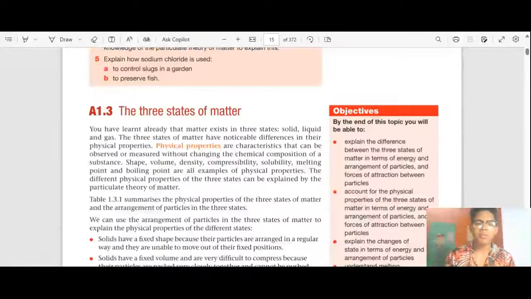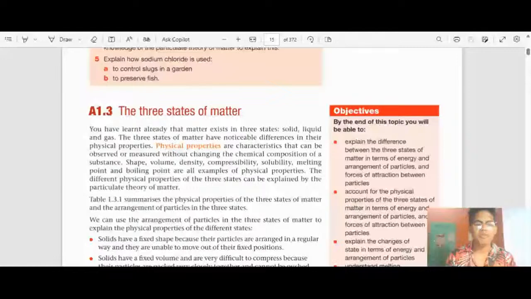And we mean physical properties are characteristics that can be observed or measured. So these mean that they're definite characteristics of a solid, liquid, or gas that cannot be changed. They will only be changed through the process of melting, evaporation, and things like that. The different physical properties of the three states can be explained by the particulate theory of matter. And if you have not watched the video on the particulate theory of matter, please go back and watch that video and come back to this video.